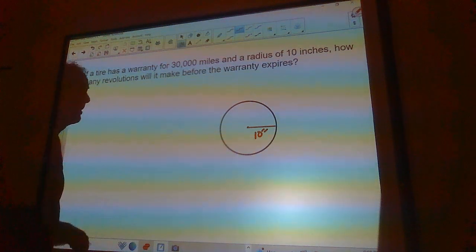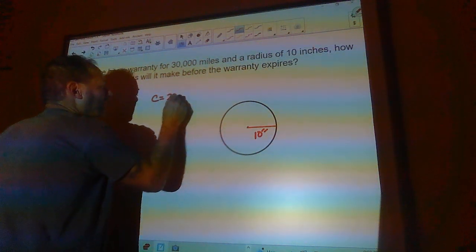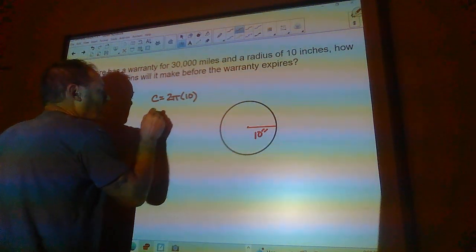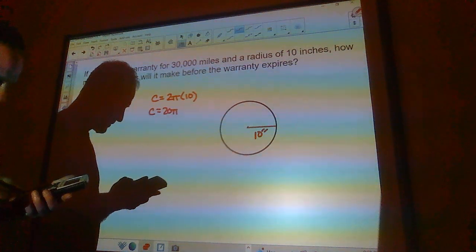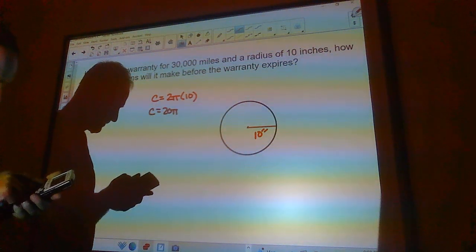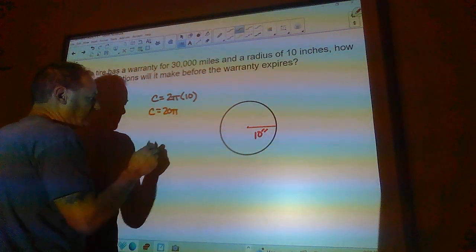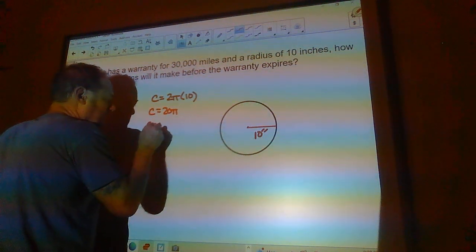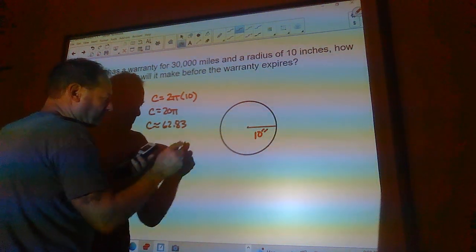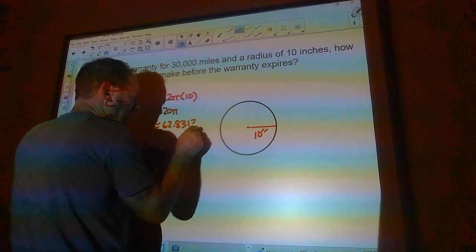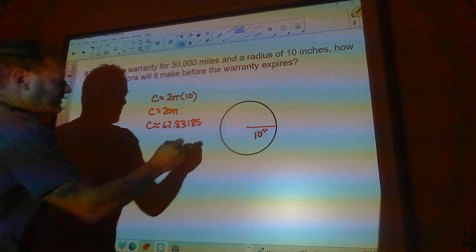And so the circumference of the tire is going to be 2 pi times 10, or 20 pi. So 20 pi, whoops, not 20e, 20 pi. It's going to be 62.83. And this is also going to go into a big number, so I'm going to make this accurate by taking this out here a few decimal places. Okay, so there's the circumference.